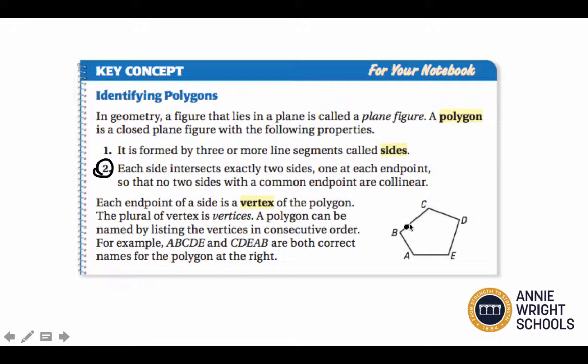And then we can name a polygon by picking one vertex and going around counterclockwise or clockwise in order. So A, B, C, D, E. You could also do C, D, E, A, B. You could also go backwards and do E, D, C, B, A, as long as you go in order.